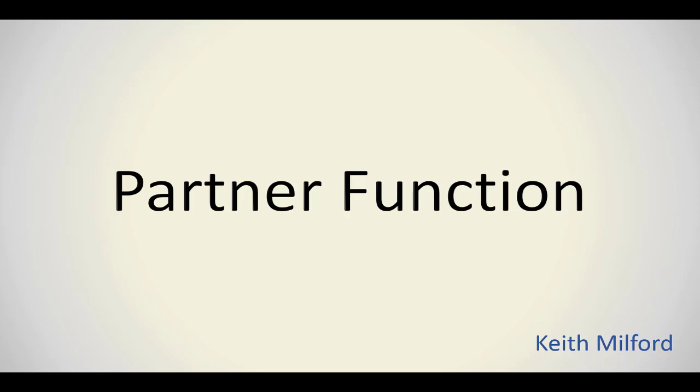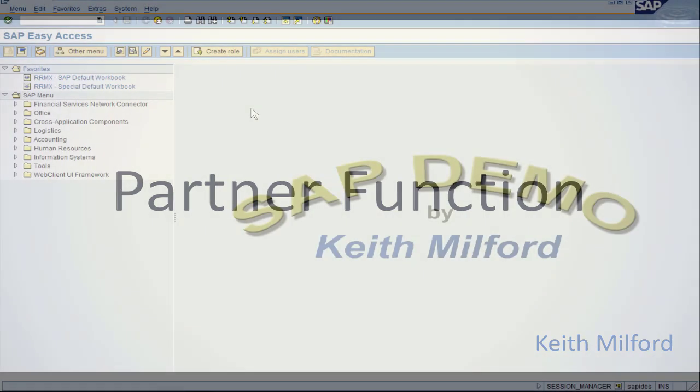This lecture is about partner function, which is the sold to, shipped to, and other types of partners that you can see on the customer master, sales order, and other types of documents. Let's go look at an example in SAP.